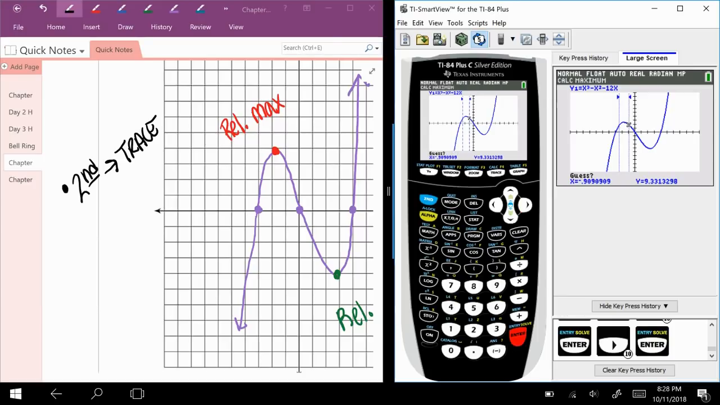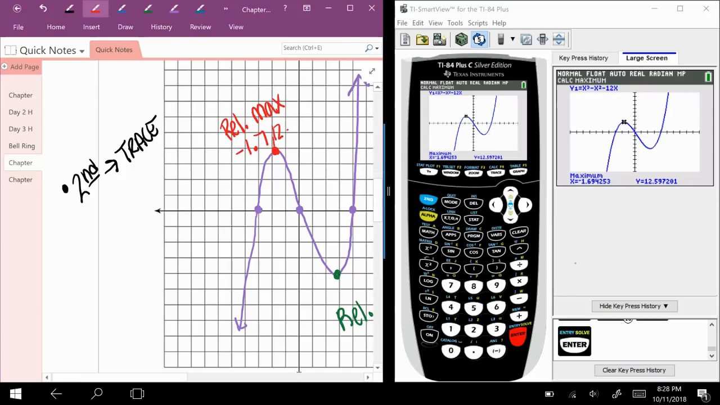Yes, calculator, I do. And the calculator tells me it's about -1.69. So I'm just going to say like -1.7. And then the y value is at 12.59. So I'm just going to say 12.59. 2.6 is my relative max.